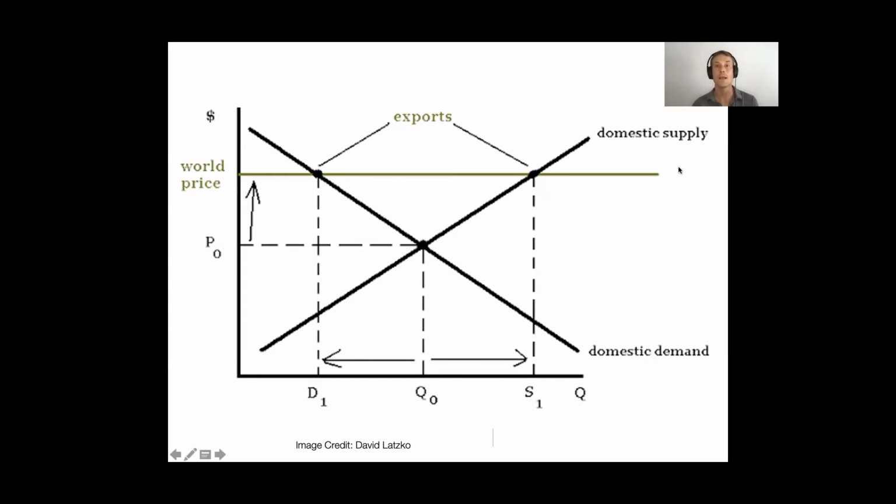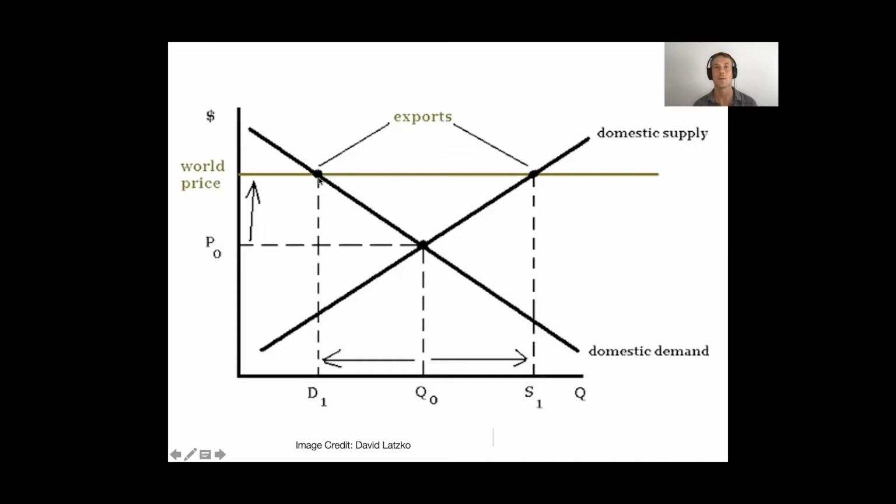So what you see is that the world price is actually pretty high here. It's higher than the domestic equilibrium price. So when we open up to free trade, suddenly the price of this product is going to rise, right? And so if you're a supplier in the domestic economy, you're like, whoa, this higher price is awesome. I'm going to produce even more, right? Instead of producing at Q0, I'm going to produce at S1. But if you're a domestic consumer, you're like, oh no, this just got more expensive, right? So instead of buying at Q0, you're buying down here at D1.